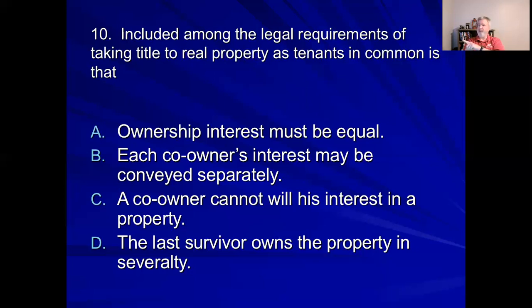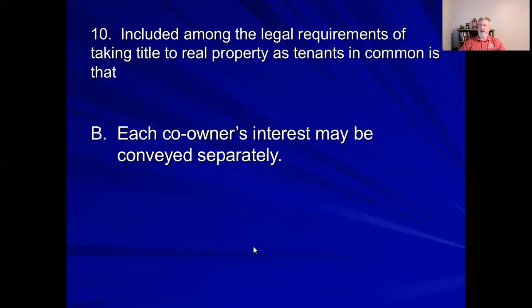Now, if it were joint tenancy, I could not do that, right? Because joint tenancy is the right of survivorship, not with tenant in common. And then D, the last survivor owns the property in severalty. Again, not with tenant in common. That would be true of joint tenancy, but not tenant in common. So I think obviously the best answer would be B. Each co-owner's interest may be conveyed separately.